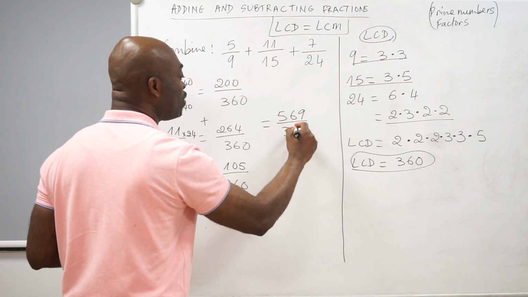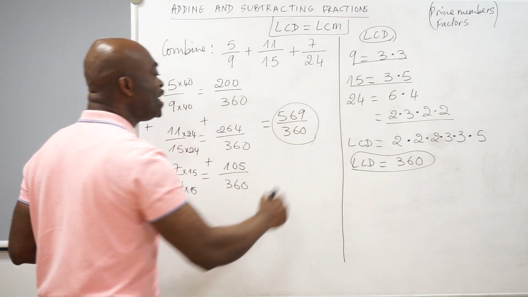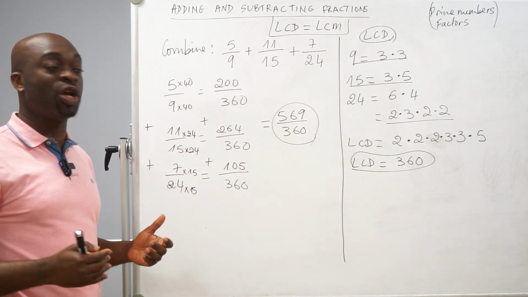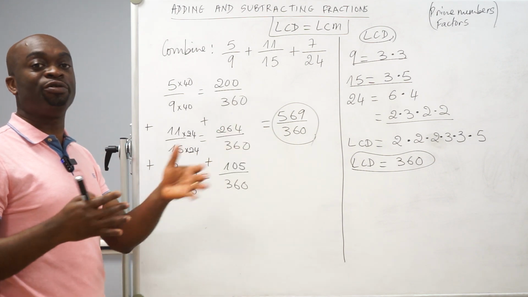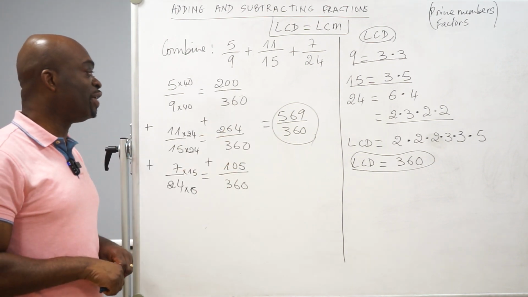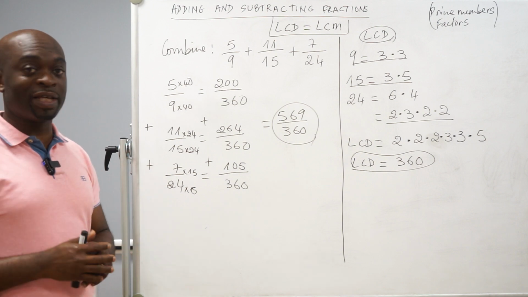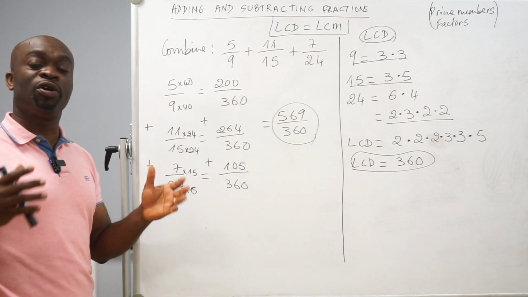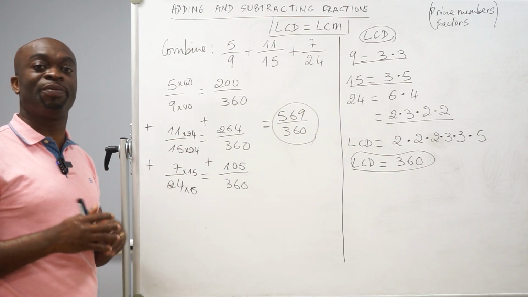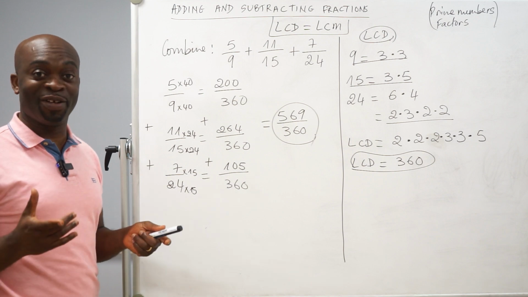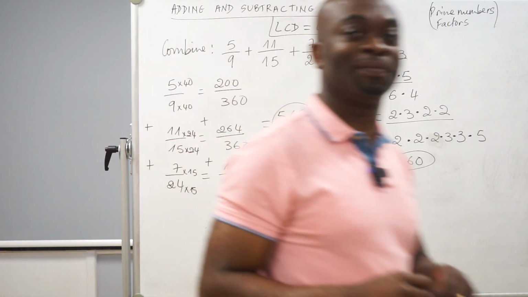So 569 over 360. Is there anywhere where we can simplify? No. Meaning that there's no number that can go into those two evenly at this point. So this is it. You're done. Pause it. Do it again. We're going to have quizzes where you guys are also going to be able to test yourselves. Okay?